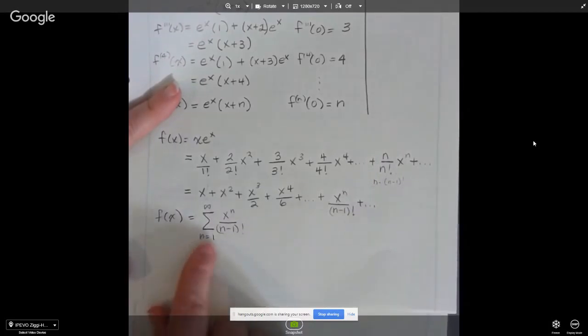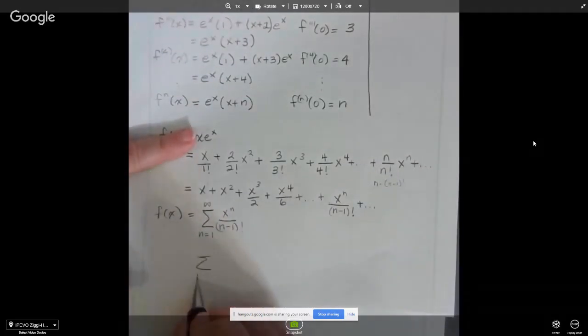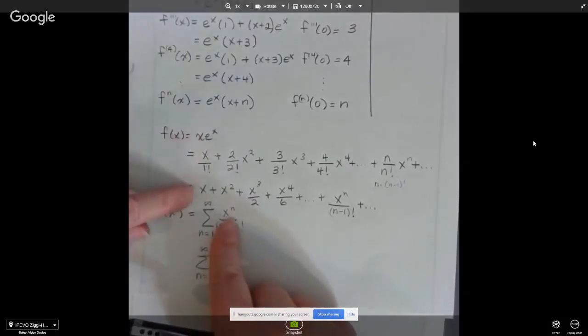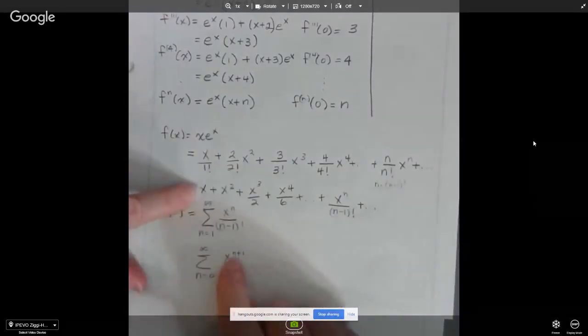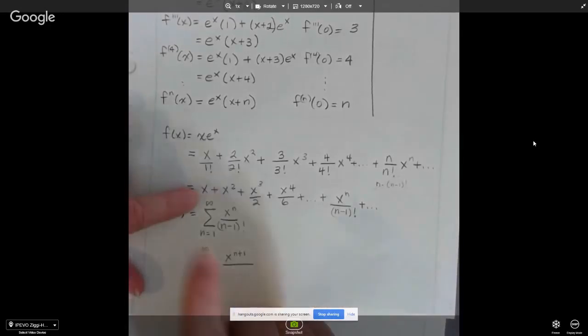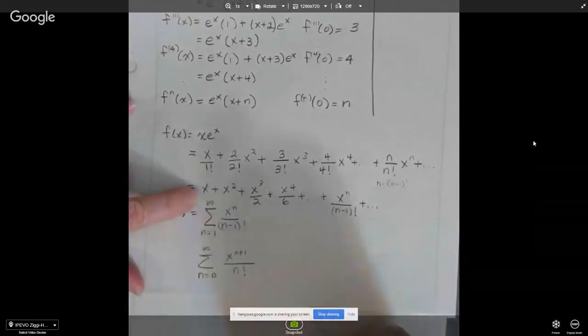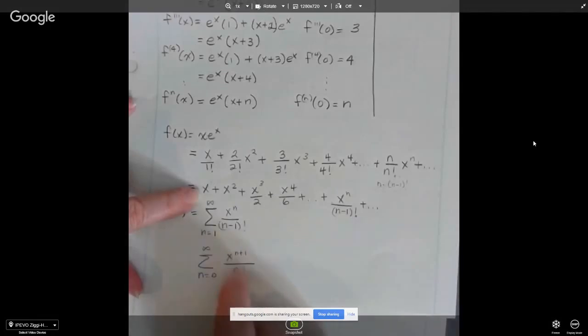I could write an equivalent for this. Let's say I started at 0. If I start at 0 and go to infinity, I need my first term to have a power of 1. So this would be x to the n plus 1, because if I plug in n equals 0, I have to start at x to the first. And then I need 0 factorial on the bottom, so I can just say n factorial here. That would work. They look a little different, but they're equivalent.